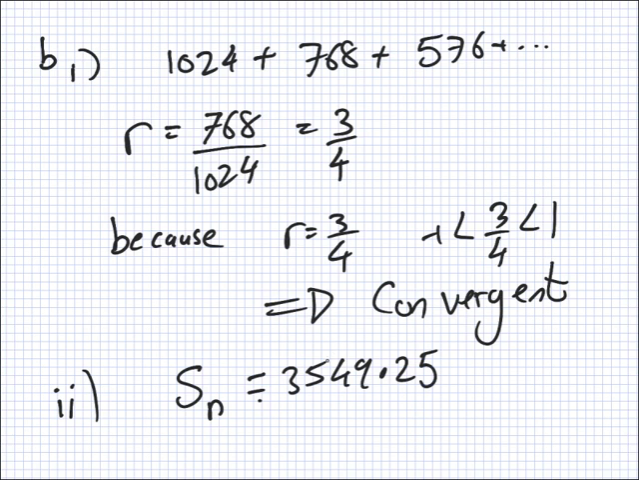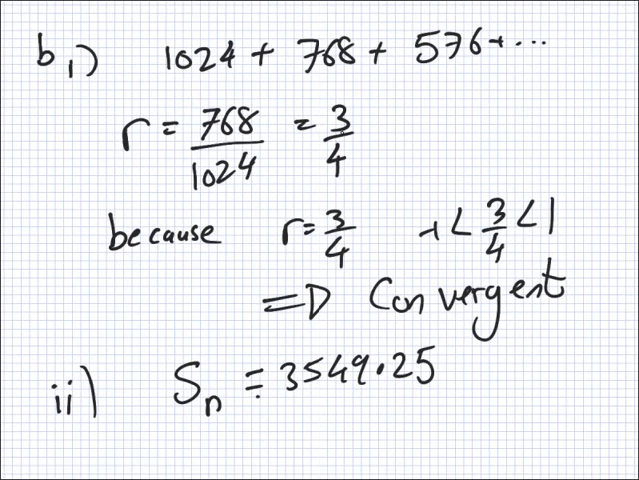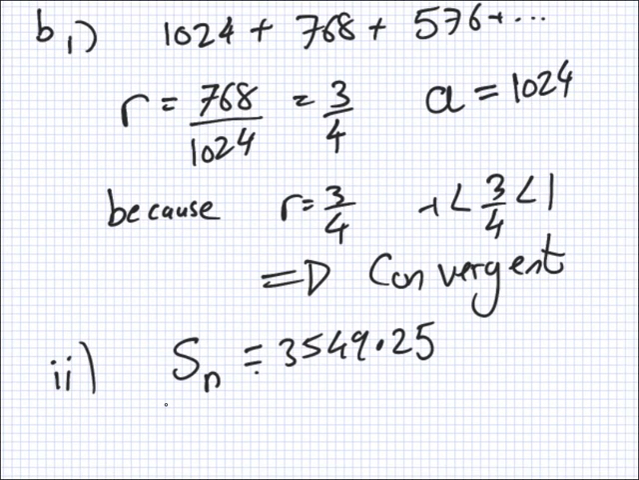Now, could we work out the n from this? I think we could, but we'd have to use the formula for Sn. You have to find A first, right? Yeah, that's right. What's the A here for this series? 1024. Okay. Now, does anyone remember the formula for Sn?